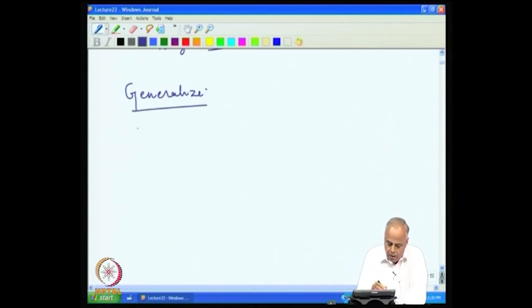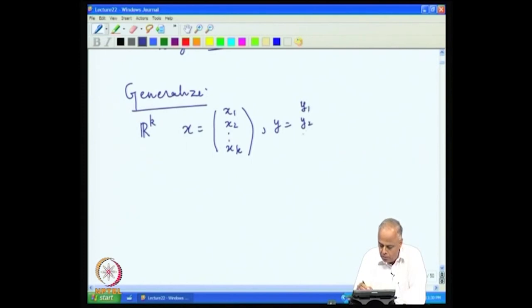Then we take Rk for any k, not necessarily 3, it may be 100, it may be 20, it may be 30. Fix a k, then look at the k dimensional vector space Rk, and if you take any two vectors x equal to x1, x2, xk and y equal to y1, y2, yk, analogous to the dot product, we now define the dot product in Rk, and from now on we will refer to this as the inner product in Rk, and instead of x dot y we will denote it by x comma y within a bracket.